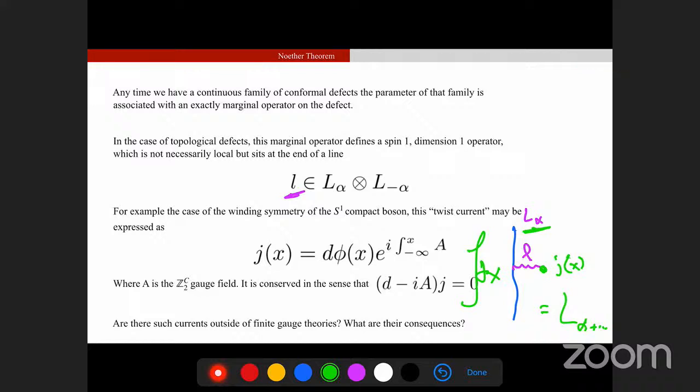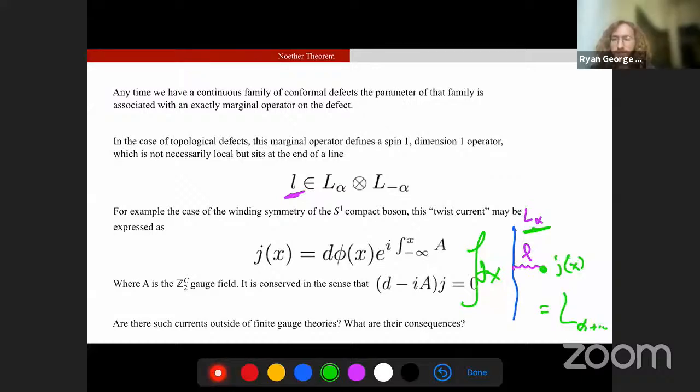It's exactly that. Marginal defect flow. It's exactly marginal defect flow. Thank you, Sean.